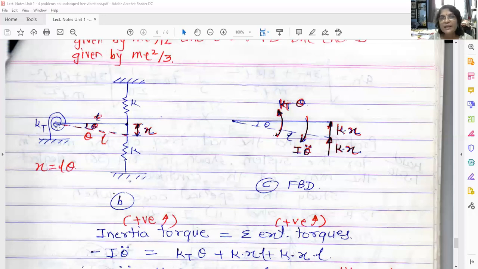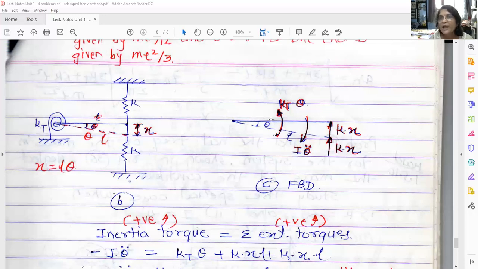What are the different forces acting on this rod? See, at any time t, it is going down by an amount theta. So this lower spring will be compressed, and it will provide a spring force in the upward direction. What is the amount of the spring force? K into x. Then when this rod goes down, this upper spring will get stretched. So what is the spring force provided by this upper spring? It is in the upward direction, and the amount is again the same, K into x. So this is the spring force provided by the upper spring, K into x, and this is the spring force provided by the lower spring, K into x.